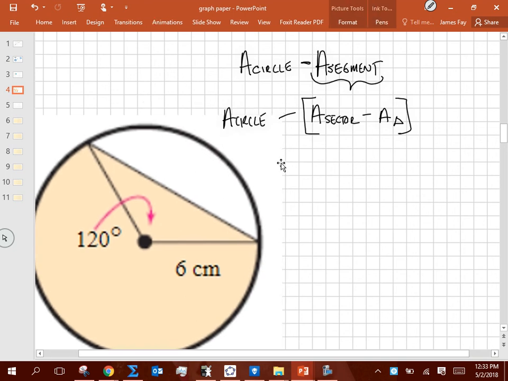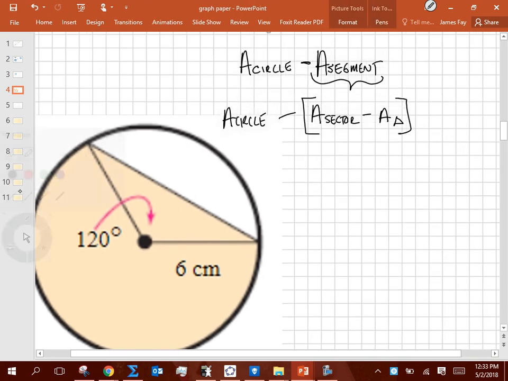If I find the area of my circle, that should be something we're pretty adapted to. What would be the area of my circle here? 36 pi. Take my radius and square it, right? Multiply by pi. The area of the sector, again, probably not something terribly difficult here, because it's just your arc divided by 360 times your circle area, isn't it?